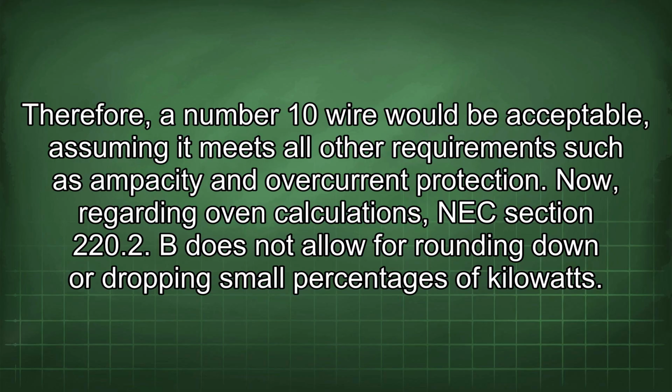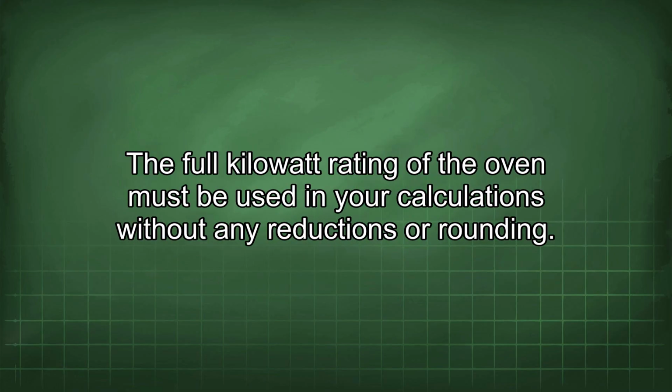Now, regarding oven calculations, NEC section 220.2b does not allow for rounding down or dropping small percentages of kilowatts. The full kilowatt rating of the oven must be used in your calculations without any reductions or rounding.